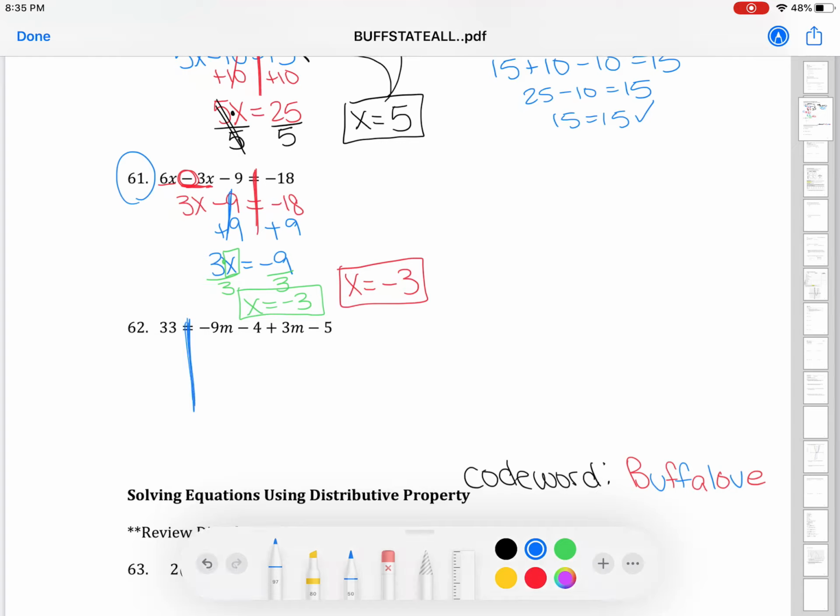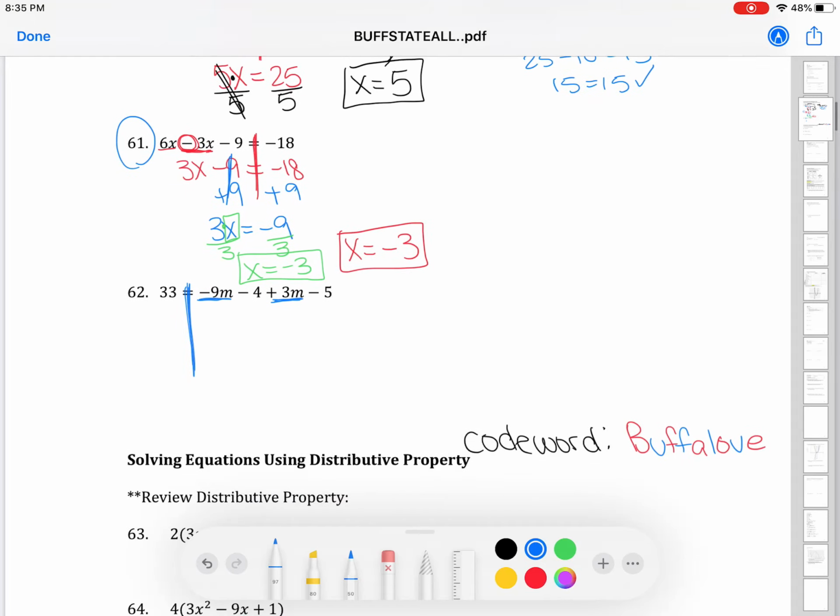All right, number 62 is kind of backwards with the way that it's written. So notice the 33, the number that's by itself, is on the left side, the equal sign's right here, and then your variables are on the right side. So I'm going to go through this with you. Still, what I do notice when I see where my variables are is that there are 2 of them. So the first thing I need to do is combine my like terms. And remember, I combine my like terms because they're both combinable. They're on the same side of the equal sign, and I can very easily just add them together.